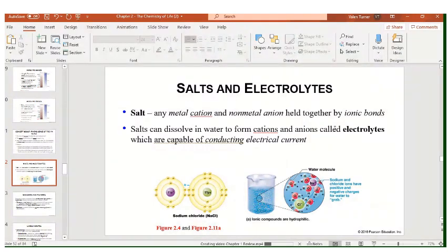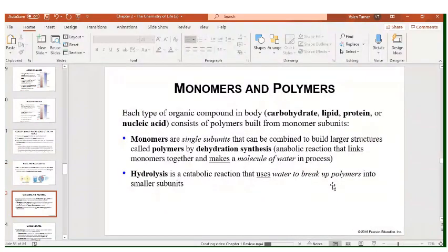You already knew that. And we already know salts are solutes. Why? Because salts dissolve in water. And when they dissolve in water, we already know it's because the water was ripping them apart based off their charges. So we already know about salts. And that's all our inorganic compounds.